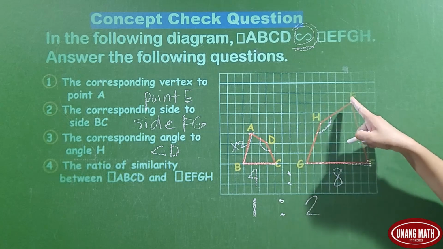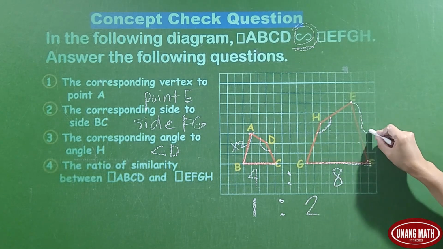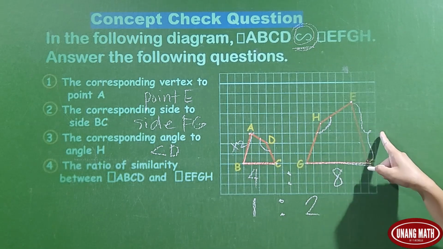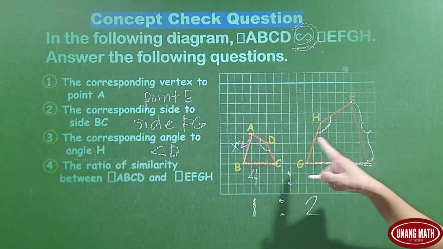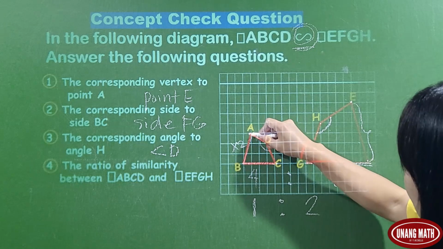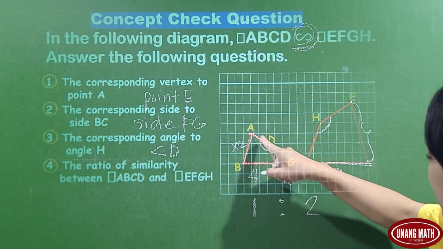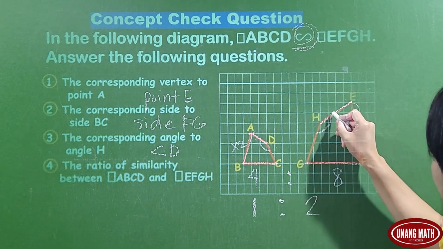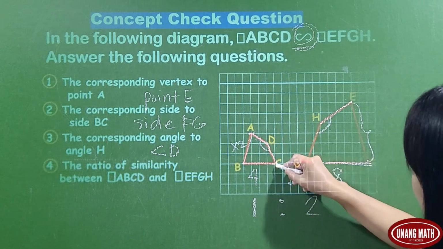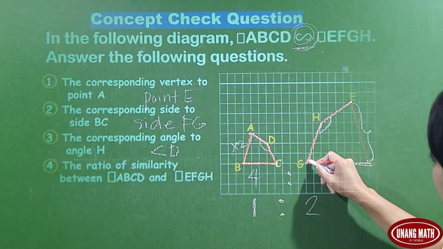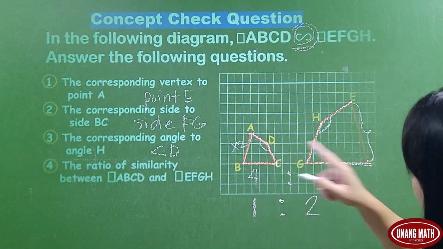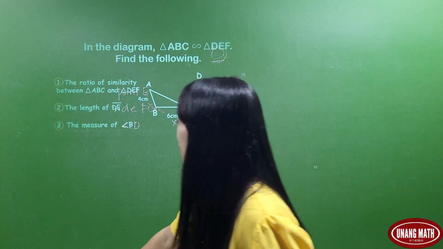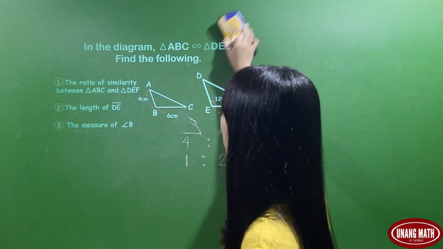Side AB corresponds to EF, so just multiply it by 2, then this is now the measure. What about AD? Side AD corresponds to EH, so this is times 2 this side. DC is HG, so this is times 2 this side. Okay, now let's answer the following simple questions.